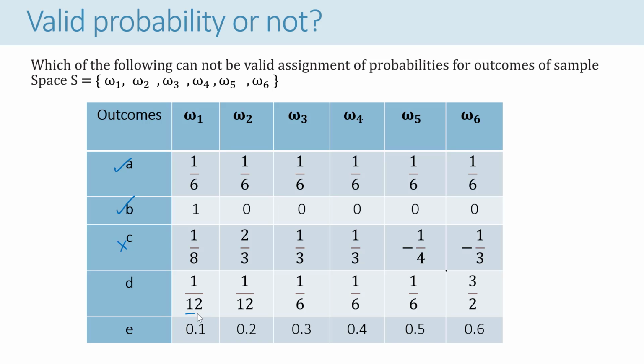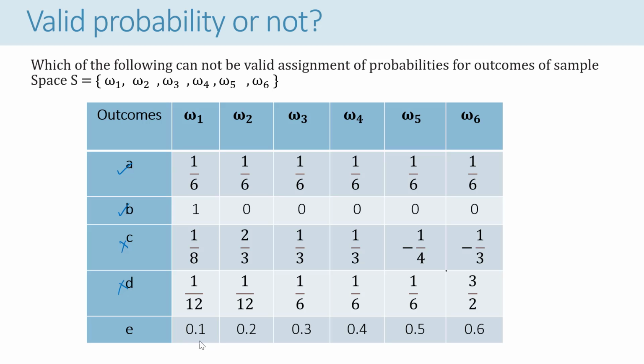Let's take a look at the next one. You see the probabilities assigned. Do you see anything wrong with it? If you look at the value 3 by 2, it is equal to 1.5. Can the probability be greater than 1? No, it cannot be greater than 1. So this is an incorrect assignment of probability.